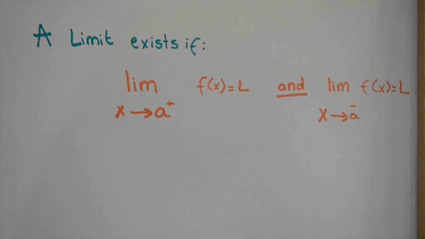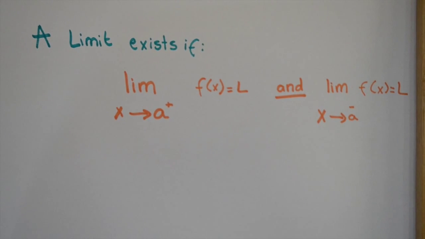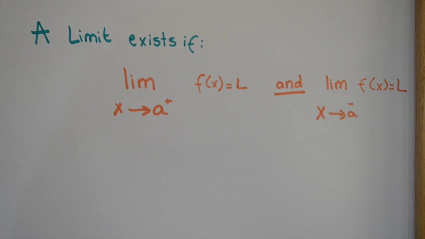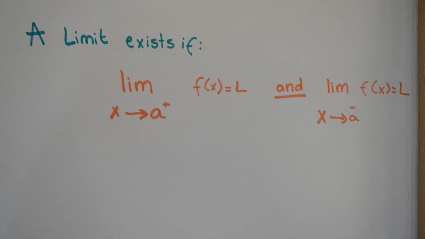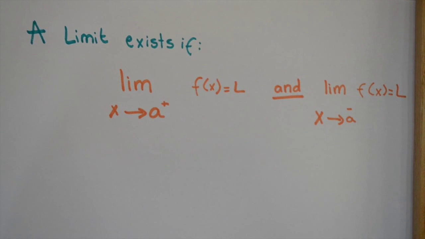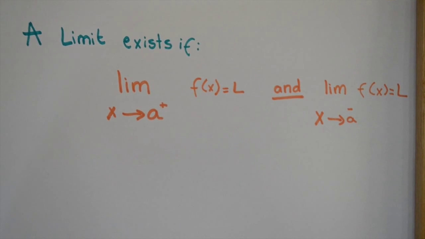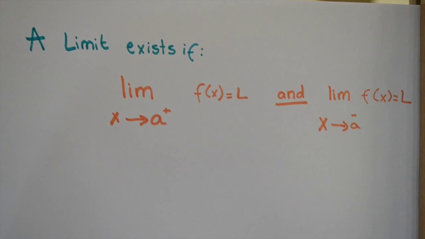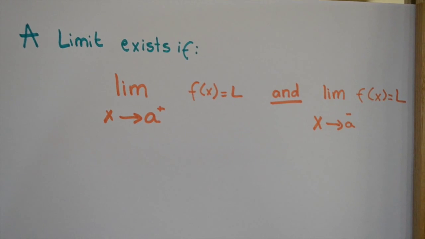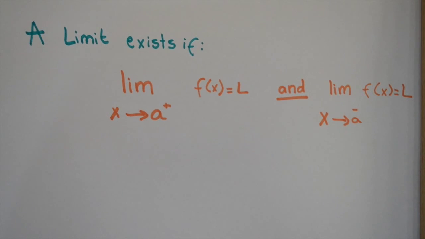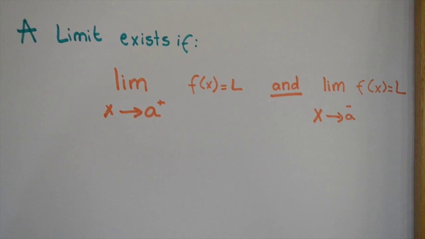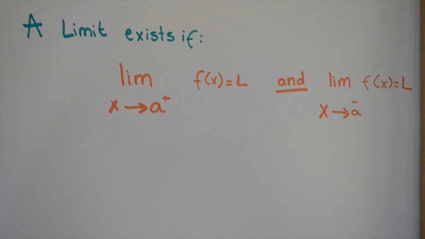How do we know that a limit exists? We look at both sides and they have to match up, otherwise the limit does not exist. So a limit exists if the limit of f of x equals L as x approaches a from the right, and if the limit of f of x equals L as x approaches a from the left.